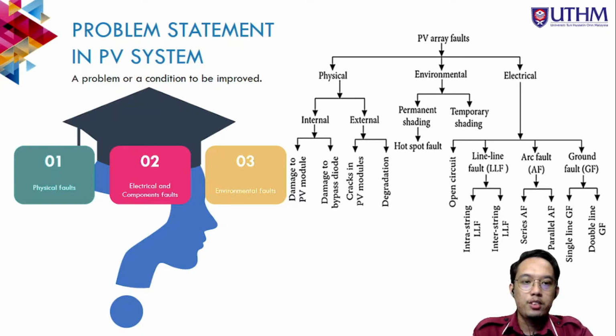So in the PV array system, there is a physical fault that contains internal and external faults. For the internal fault, there is damage to the PV module and damage to the bypass diode on the solar panel. And for the external, crack in the PV module and degradation. For the environmental fault, there are two types, that is permanent shading and temporary shading. And lastly, electrical fault. There are several electrical faults in the PV system, such as open circuit, line-to-line fault, arc fault, and ground fault.